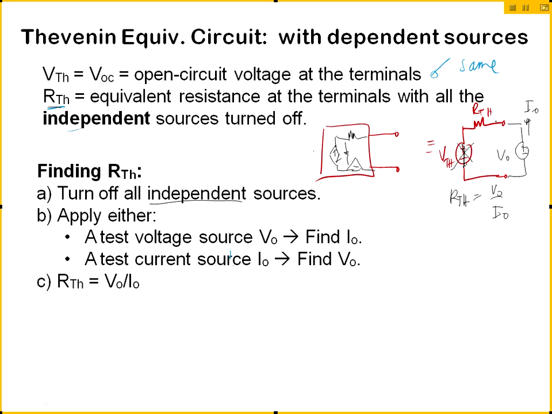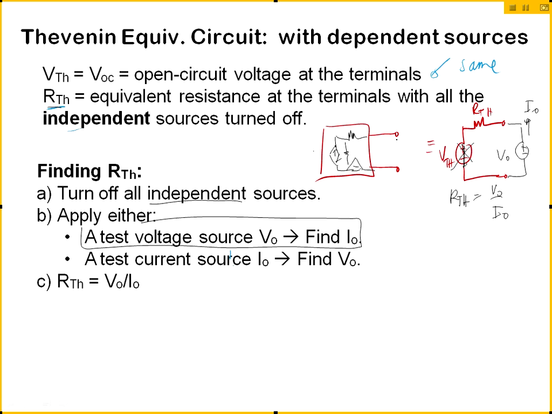The problem is we don't know what R Thevenin is on the right side, because there's no way to find it. If I apply a V0, I cannot solve for I0 if I don't know R Thevenin in the right picture. So let's say I apply a test voltage source V0. I know it's supposed to develop an I0, but I will not be able to find I0 in the right diagram because I don't know what R Thevenin is. That's exactly what I'm looking for.